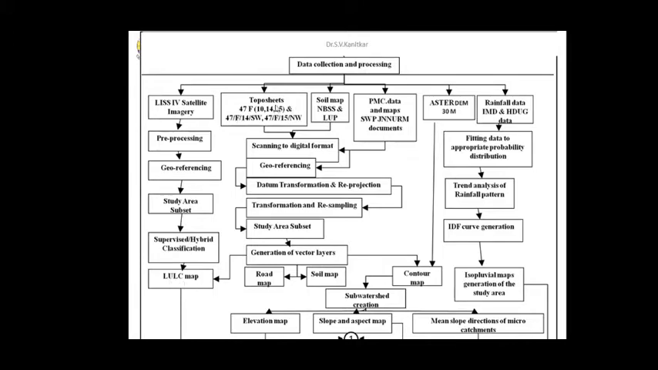The other is topo sheet data. Depending upon the study area, you can have a mosaic of topo sheets and then you narrow down to the topo sheet under your specific area. You can use this topo sheet by digitizing it. First you scan them, or ready-made digital formats are also available. Then you georeference, then datum transformation and reprojection.